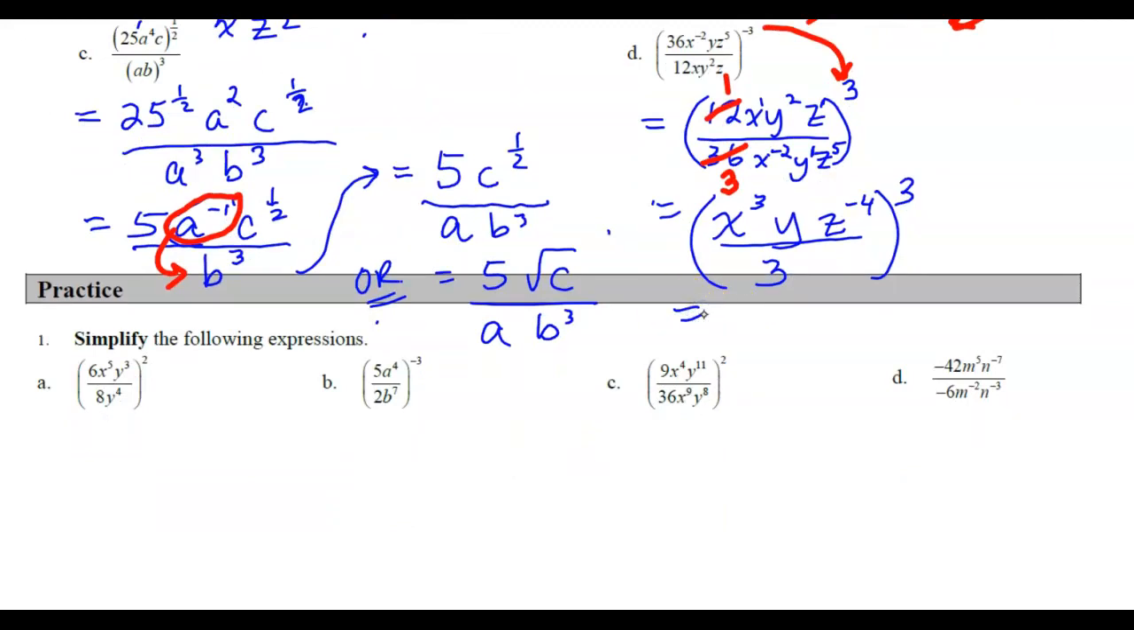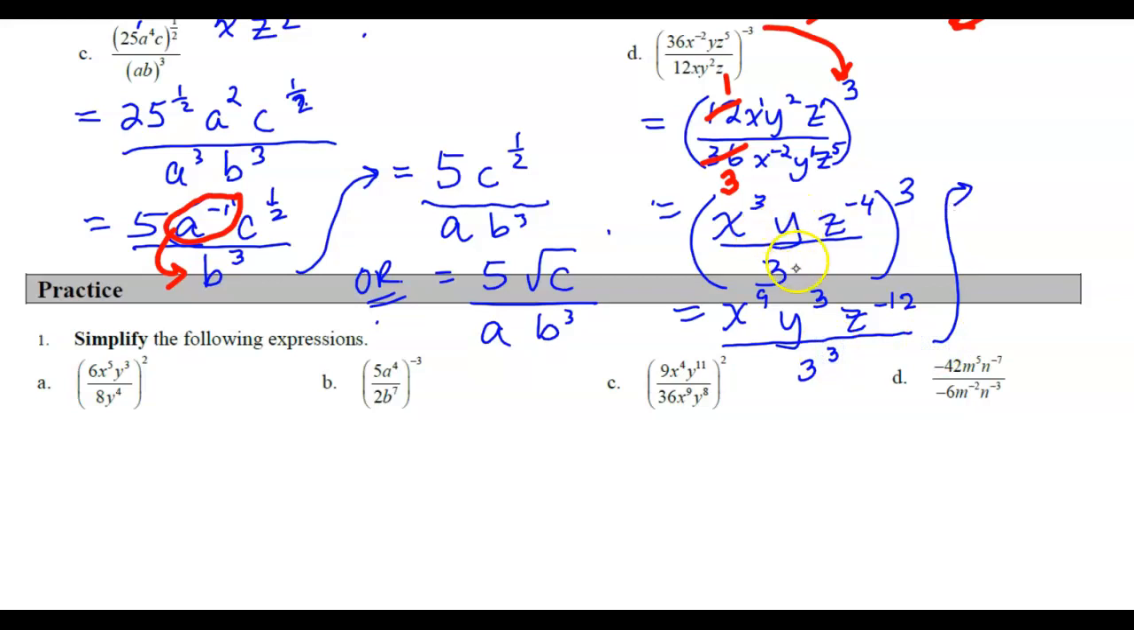I'm writing really big. Hopefully you can fit it in a little bit smaller. Now I have to cube everything. Every single thing in that bracket. So that's going to be x to the 9, y cubed, z to the negative 12 over 3 cubed. And if you know what 3 cubed is, you can do it right away.